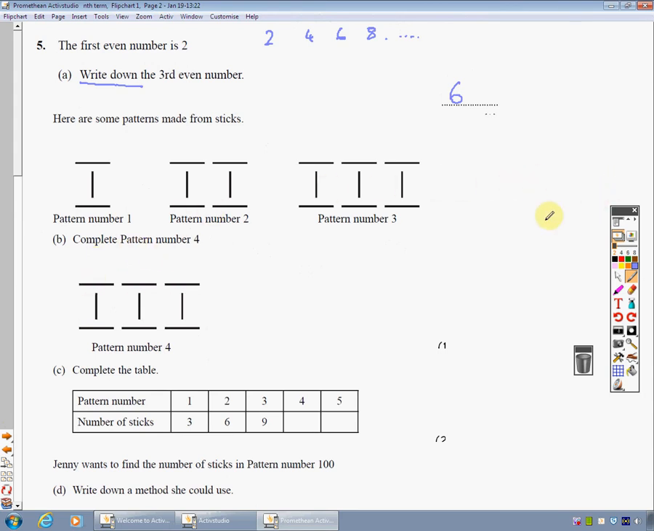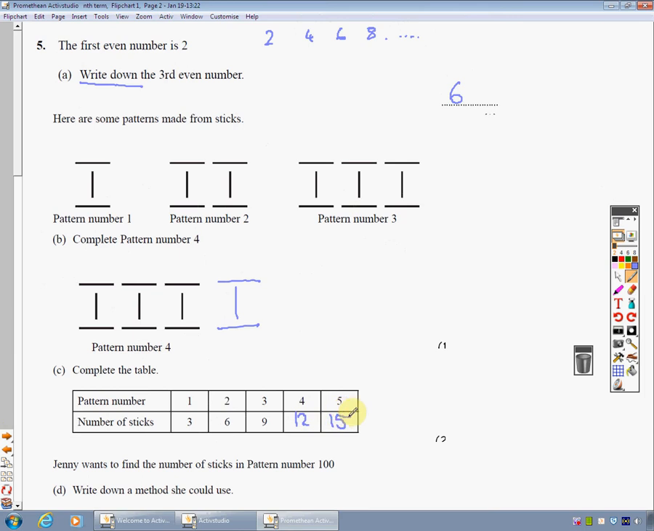Right, complete pattern number 4. Well, they've started pattern number 4. It looks exactly the same as pattern number 3, so all I've got to do is add that on. And now it's saying complete the table. I've noticed here that it's going up in 3s. So I'm just going to go up in 3s. There we go.